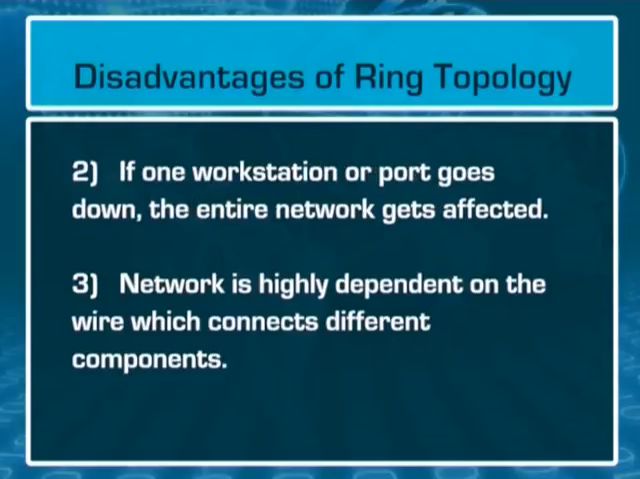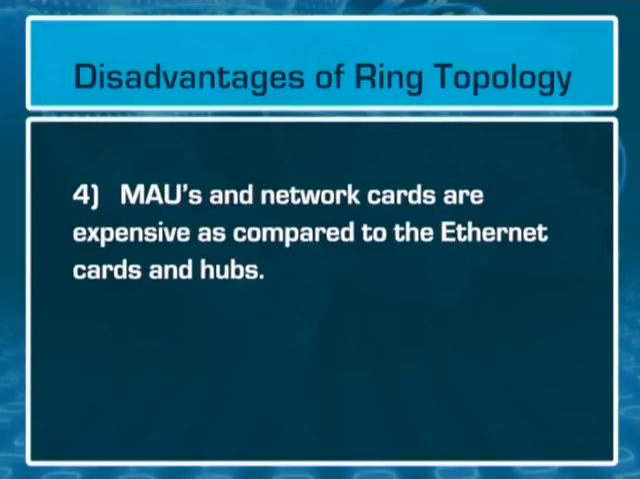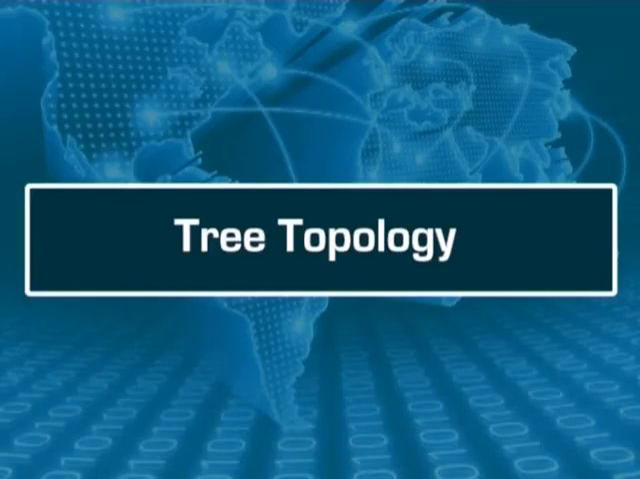Number 2, if one workstation or port goes down, the entire network gets affected. Number 3, network is highly dependent on the wire which connects different components. And number 4, MAUs and network cards are expensive as compared to the Ethernet cards and hubs. Next is the tree topology.